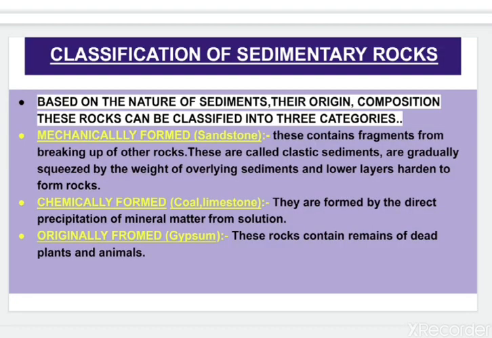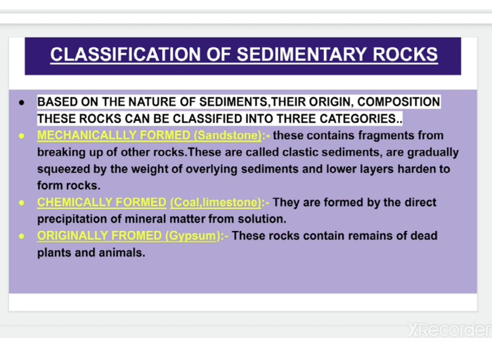Now let's learn the classification of sedimentary rocks. Based on the nature of sediments, their origin and composition, these rocks can be classified into three categories. What are these? Mechanically formed, in brackets I have written the example sandstone. Chemically formed, example coal, limestone. Organically formed, example gypsum.